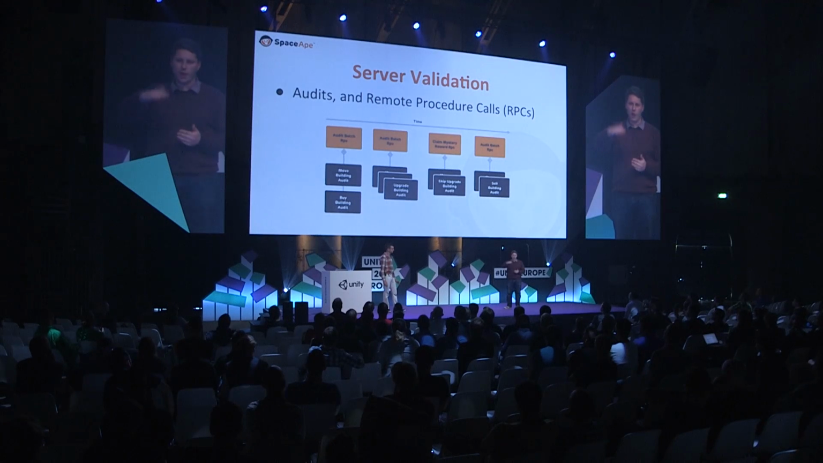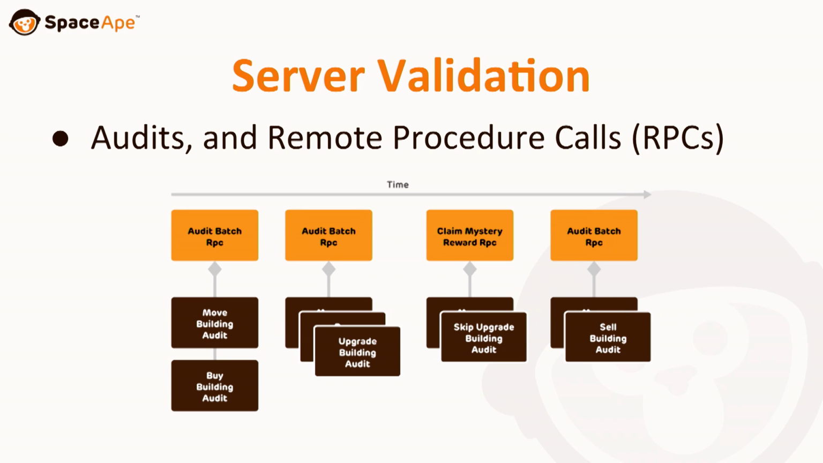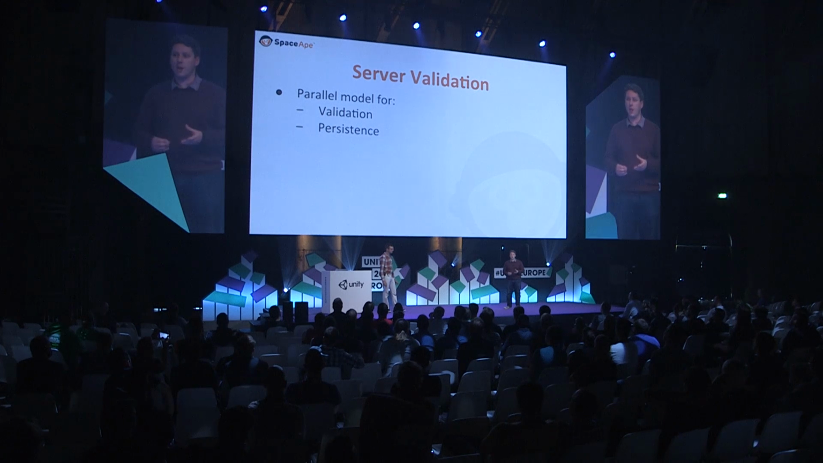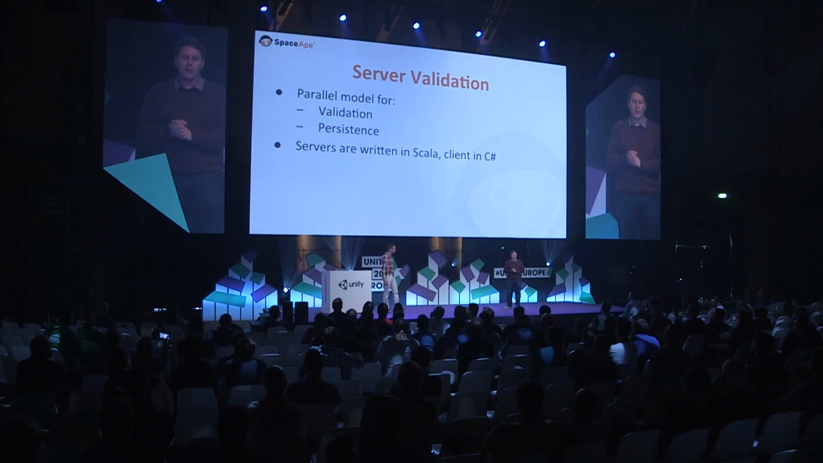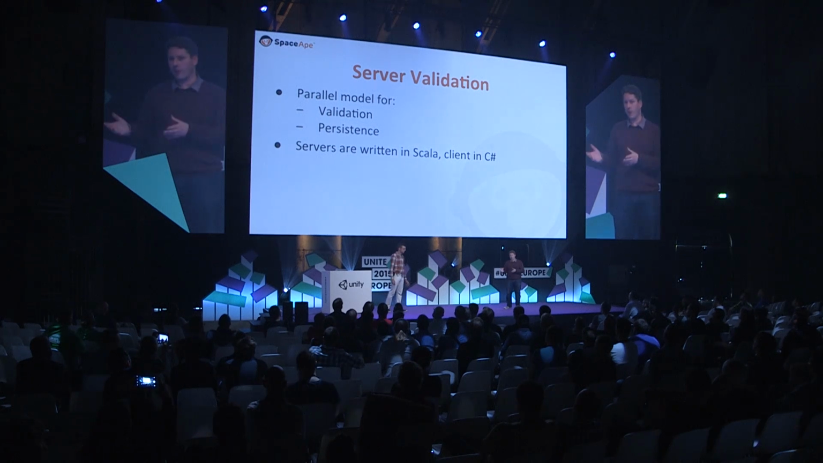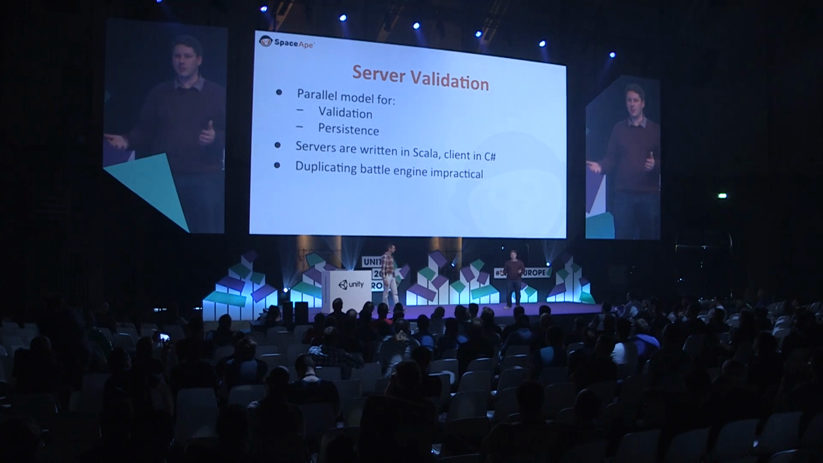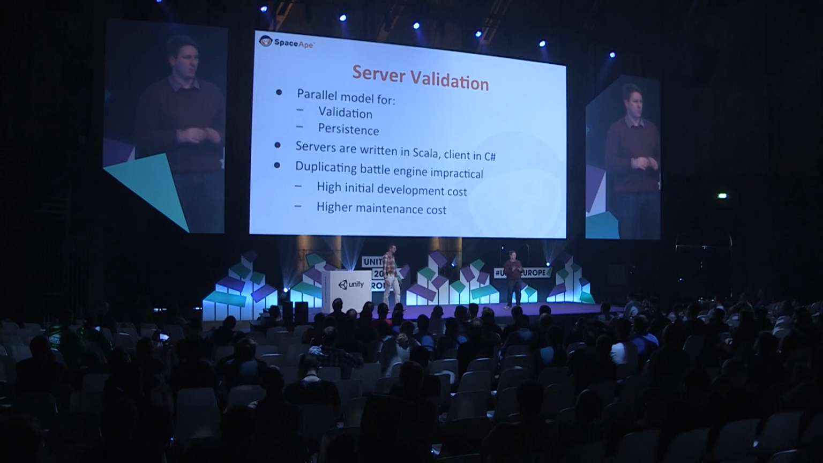So on Siege, simple validation. The way our servers and our clients interact, we batch up all the actions that you're taking over time, and then we send those to the server to check what you're doing. So our servers are really geared around either validating that you've done something correctly or storing that, persisting it, so that next time you start the game, you get the same world. Worth mentioning, our servers are written in Scala, and our client code is written in C#. So it's really infeasible for us to duplicate the entire battle engine inside server code. It would be such a massive engineering task initially, and then the maintenance cost of all the gameplay changes we'd make after that would just be a nightmare.